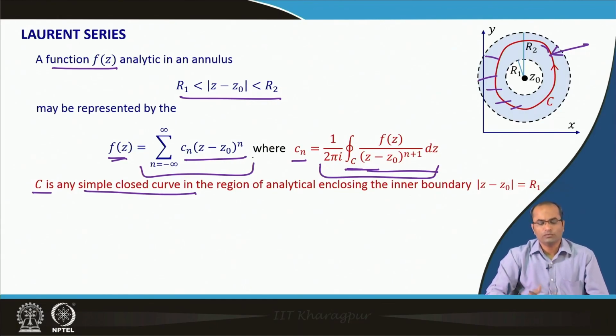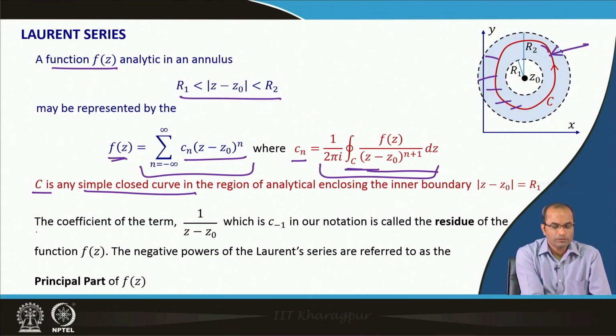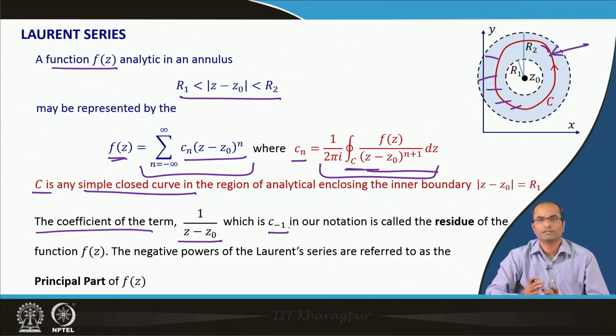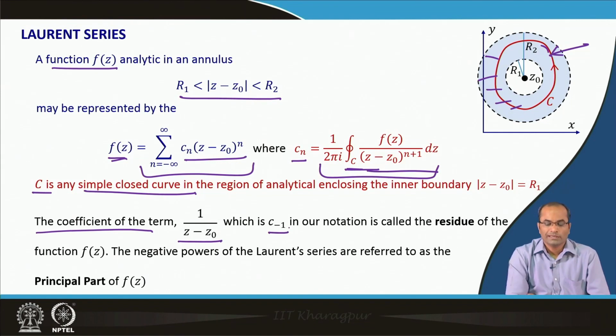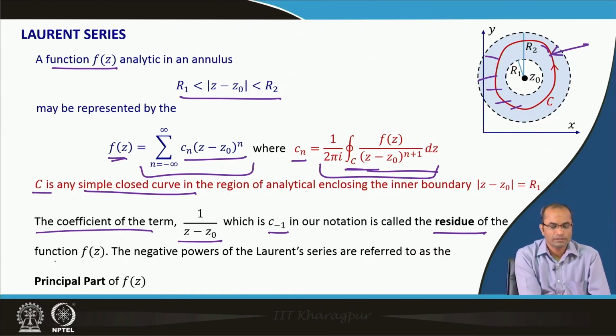Again, the proof of this series representation is quite involved, and we are not talking about how to get exactly this power series representation. But now the coefficient of z minus z0, which is c minus 1 in our notation, the coefficient of 1 over z minus z0 is called the residue, and there will be one more lecture where we will be talking about many applications of the residue and what the residue theorem is, which relates to the integral evaluation.